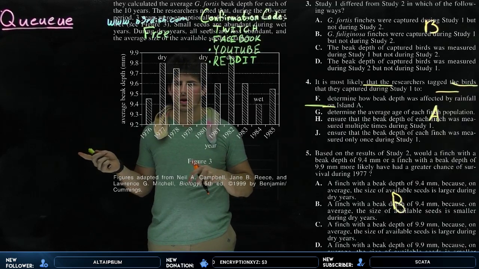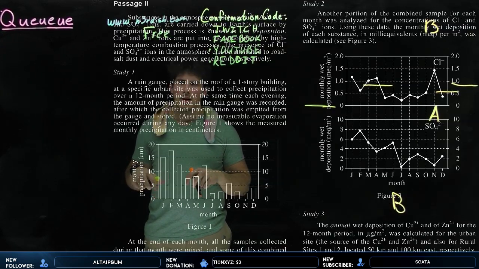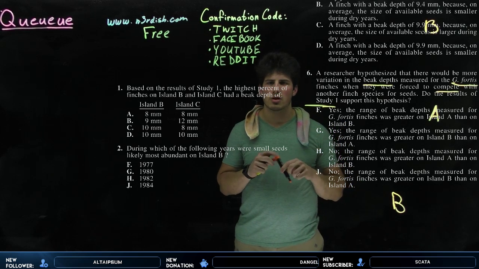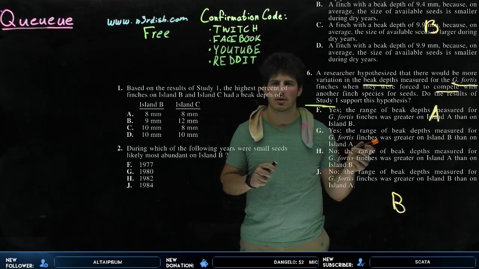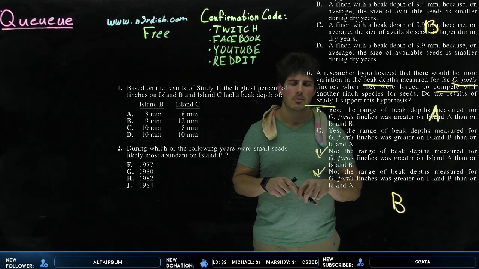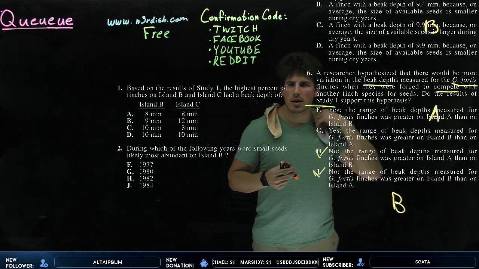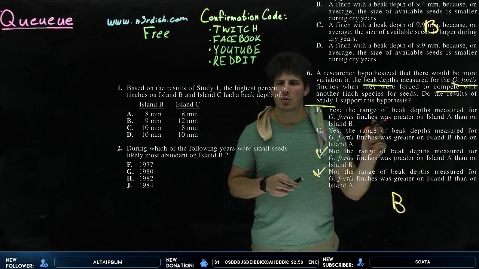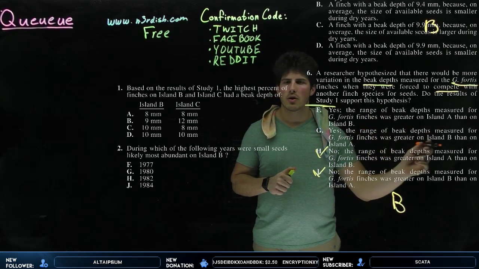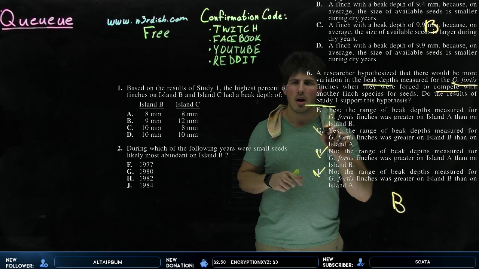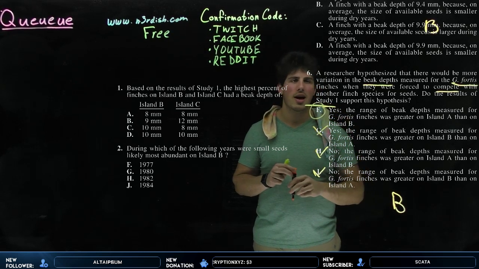So let's go back to the actual question. One more page, Levi. So it's going to be six. Sorry. All right. Now, the researcher hypothesized that there would be more variation in the beak depths measured when they were forced to compete. That is going to be our yes or no. That is true, so that's yes. So I don't care about H and J. I'm now already at a 50% chance of getting this right. The next thing I'm going to say is, well, is the range of beak depths measured for G4Ts finches greater on Island A, or were they greater on Island B? Well, Island A is where they were competing, and that's actually what they're asking for here, so it can't be G. G is what we talked about earlier, which is contradictory, meaning F is the correct answer.